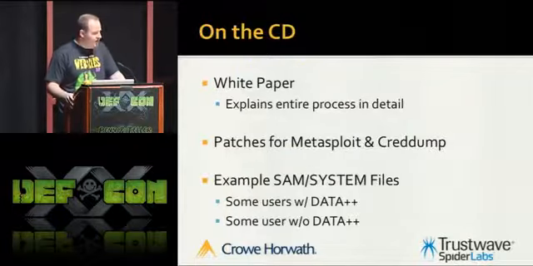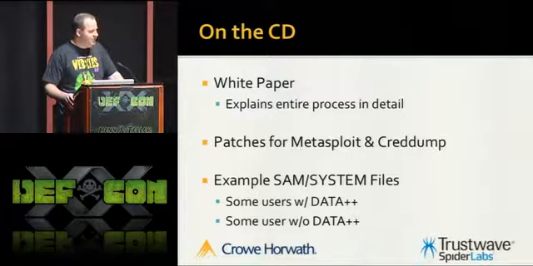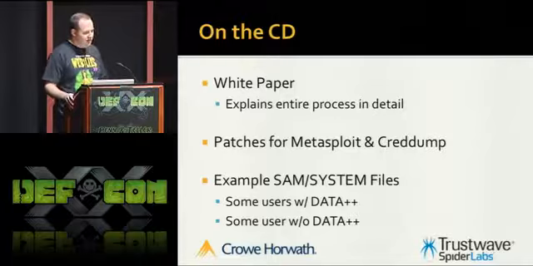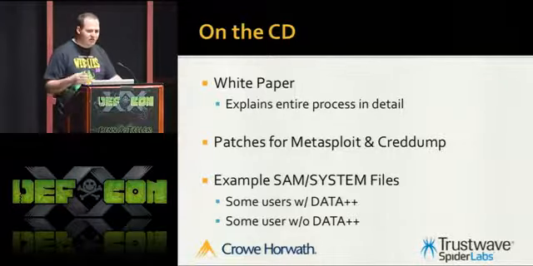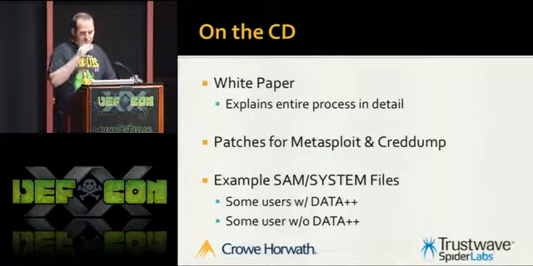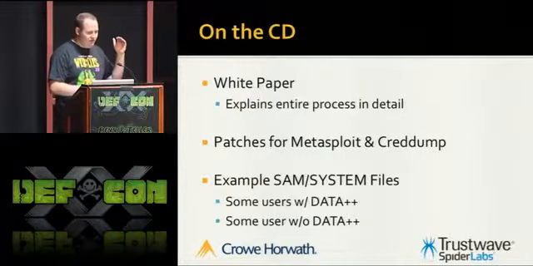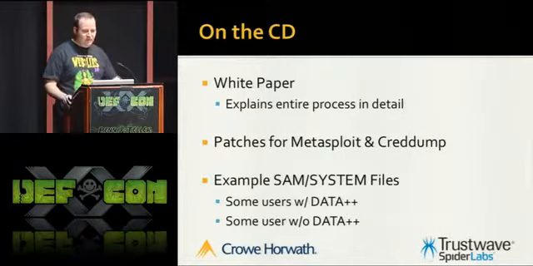So on your DEF CON CD, there is a white paper. It goes into a ton more detail about how you actually extract these hashes out of the registry. We didn't want to create a new tool, but we did want to provide a blueprint for how this stuff works. So you can take a registry extracted value and peel it all the way back down to the hashes using the white paper that we described.